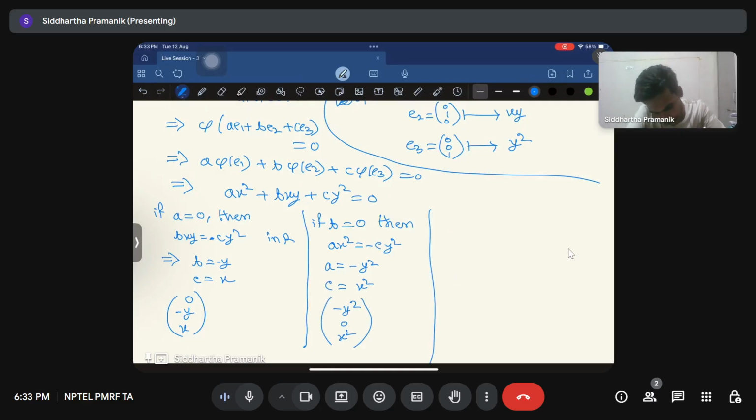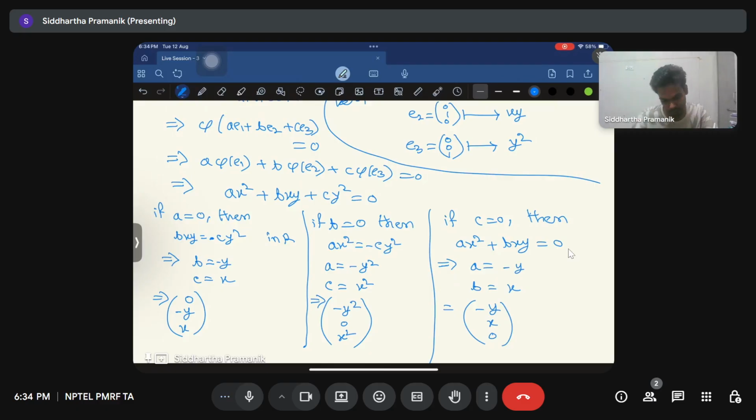And the other case is if c equals 0, then it is just ax square plus bxy equals 0. So that will imply a equals minus y and b equals just x. So then your element will be minus y, x and 0.